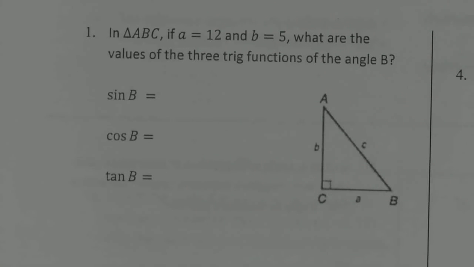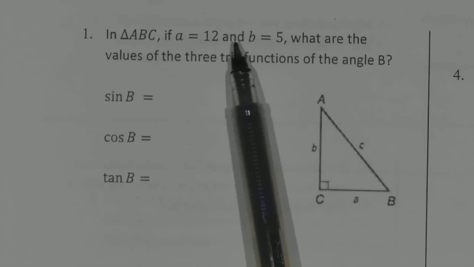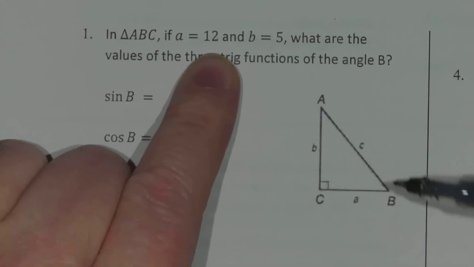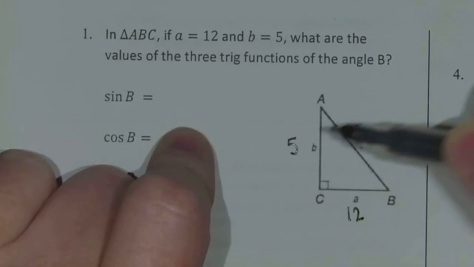All right, so we're going to work number 1 together first. It says in triangle ABC, A is 12 and B is 5. So you can really label those on your triangle. This side is 12, this side is 5.